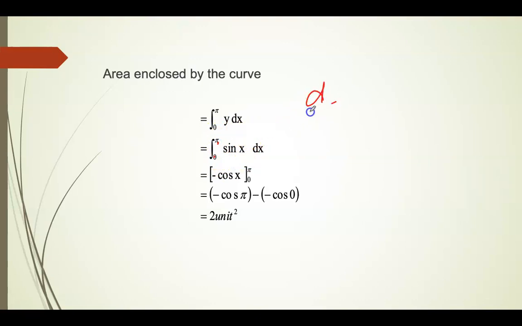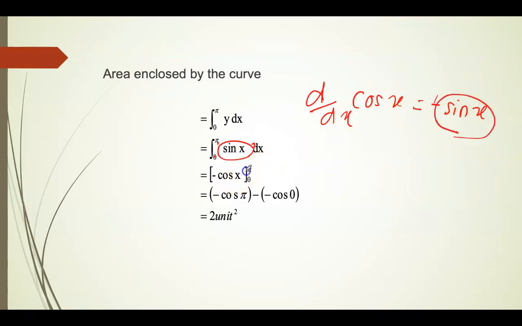Previously you learned in the first part of the lecture that d/dx of cos x equals negative sine x. But since integration is the reverse of differentiation, right now you have sine x with no negative. So if you integrate sine x, you get negative cos x from 0 to pi. Put in 0 and pi, and you should be able to get your answer. Make sure they are in radians.